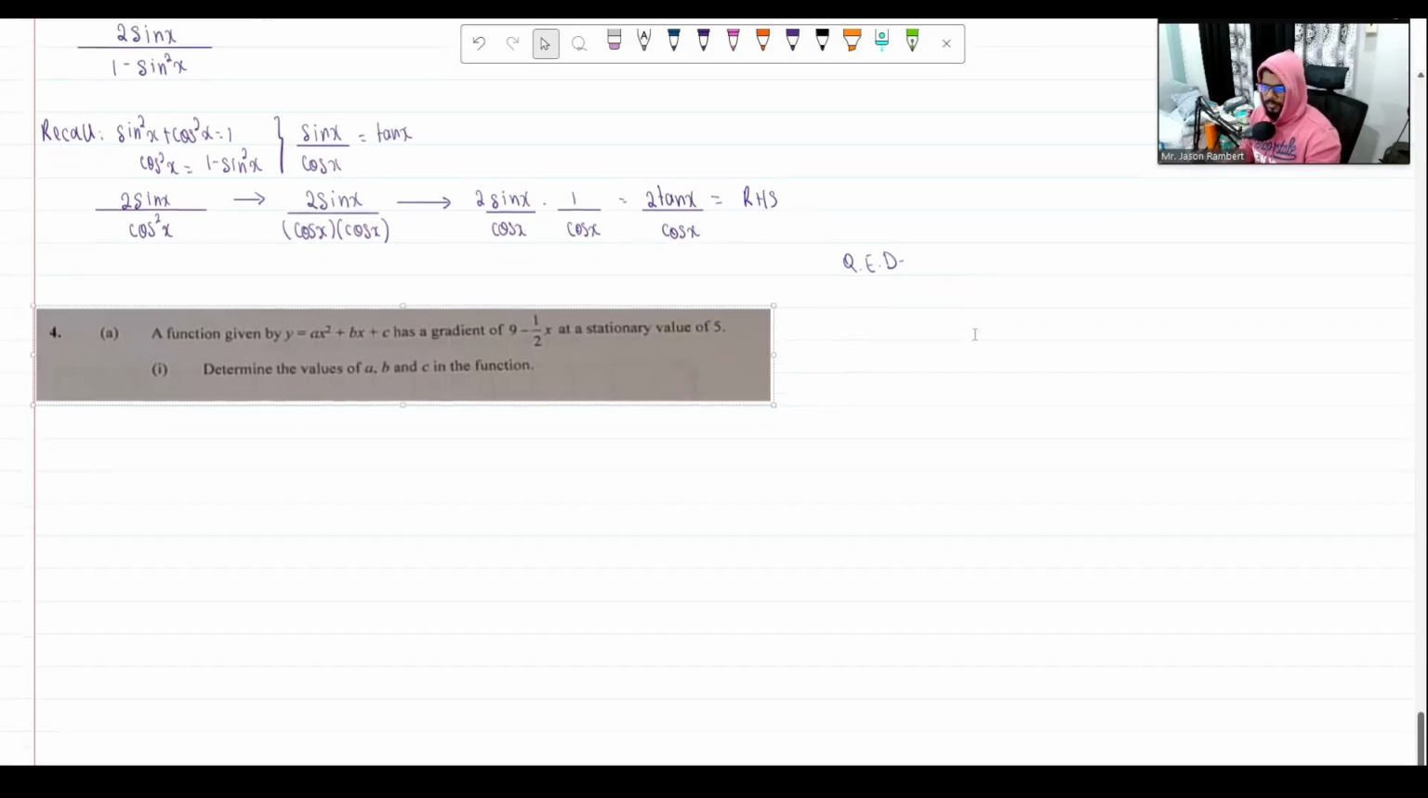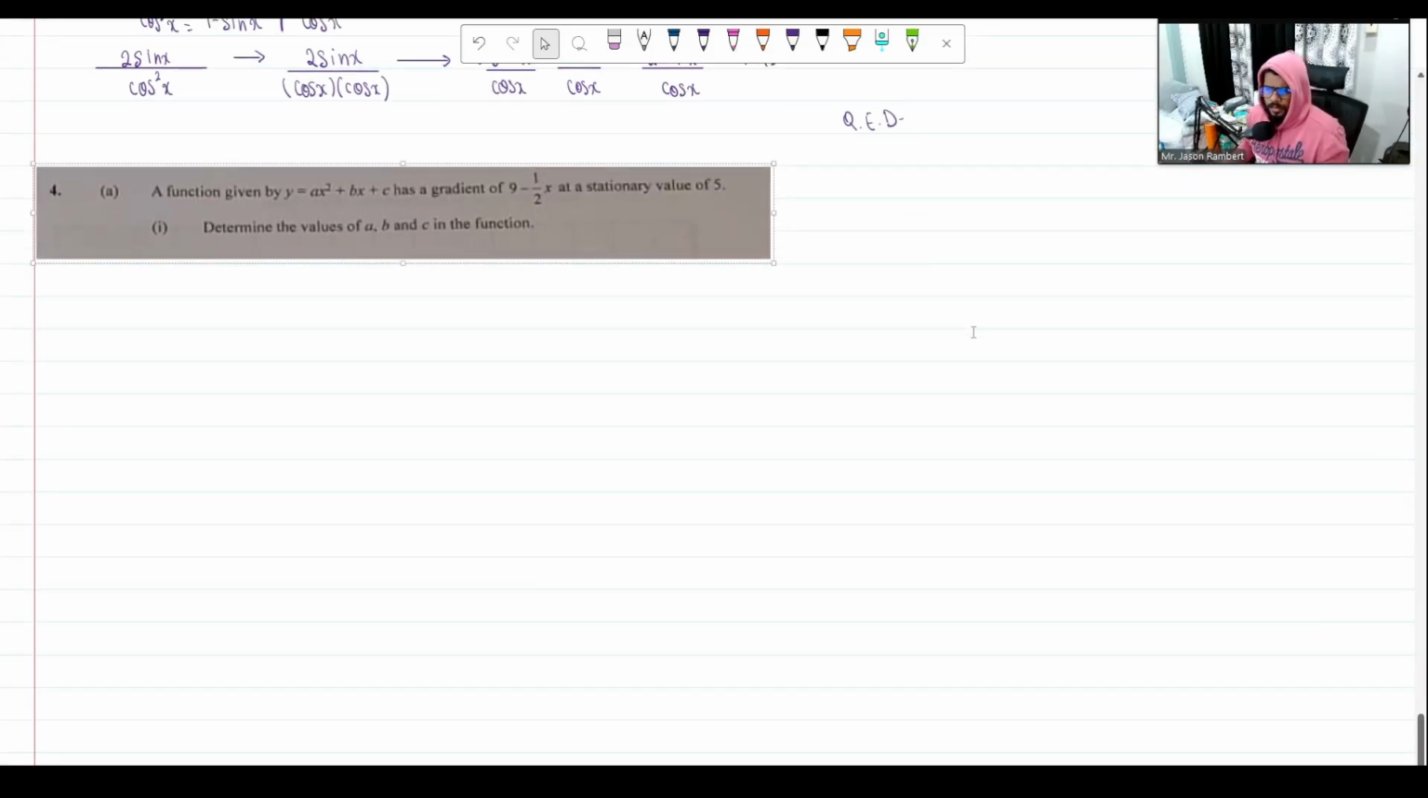All right, so number 4. A function given by y is equal to ax squared plus bx plus c has a gradient of 9 minus a half x. Now, that is not a gradient, that's a gradient function, at a stationary value of 5. Now, the stationary value of 5 means that y is equal to 5. Determine the values of a, b, and c in the function.